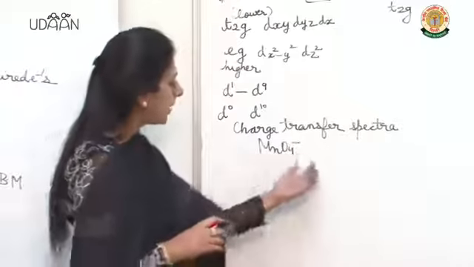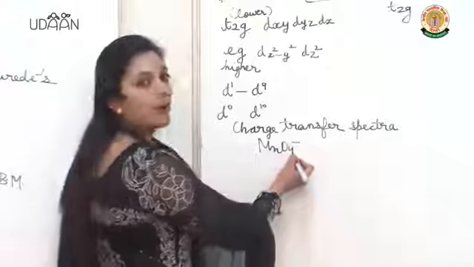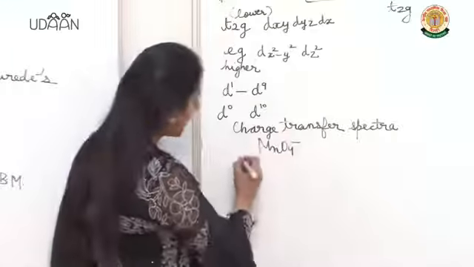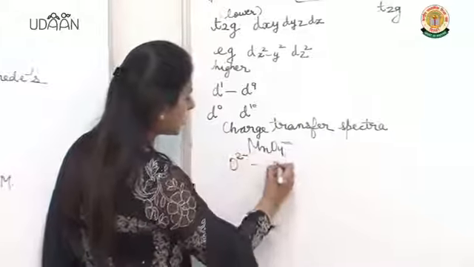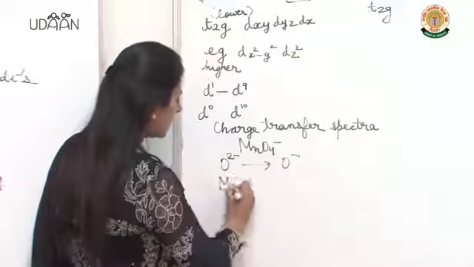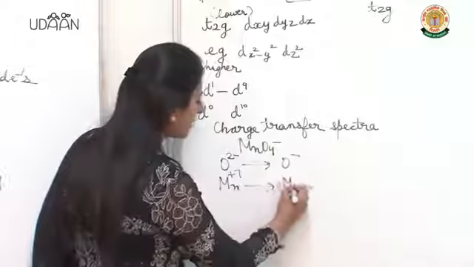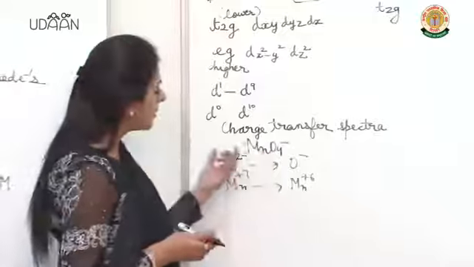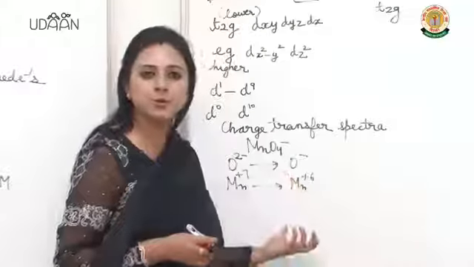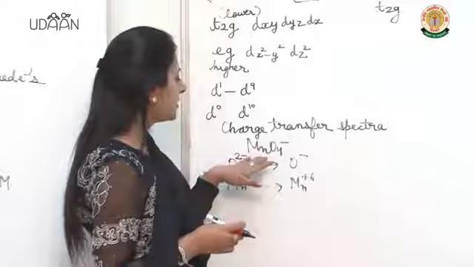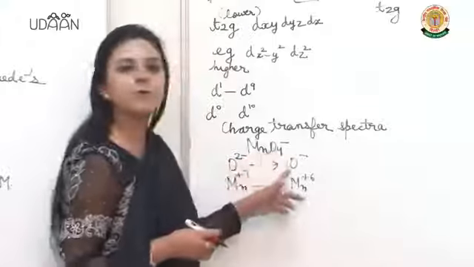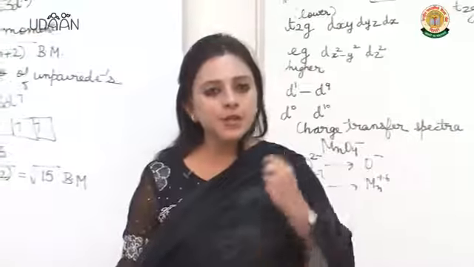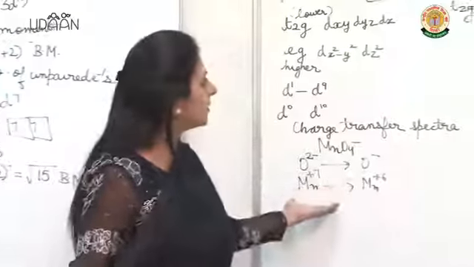What happens is that an electron from the oxygen atom is transferred to the manganese atom, so that O2 minus changes to O minus and manganese in +7 changes to manganese +6, and this charge transfer is possible only if the energy levels of the two atoms are very close. So this charge transfer spectra is taking place in MnO4 minus. So the color of MnO4 minus is due to the charge transfer from oxygen to manganese.